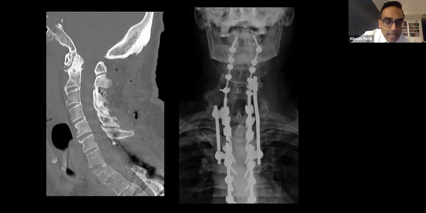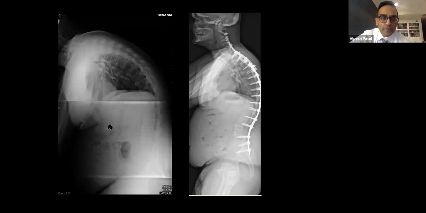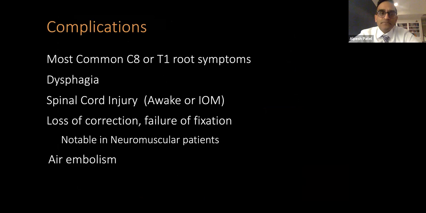And this is what he looked like afterwards. We got a lot of posterior correction, some degree of anterior closing wedge correction, and a much better chin-brow angle for him. This is his standing film on the left before and his standing film on the right after all has been said and done. So if we think about his global alignment and then focally at his cervical alignment, a much better endpoint than where he started.